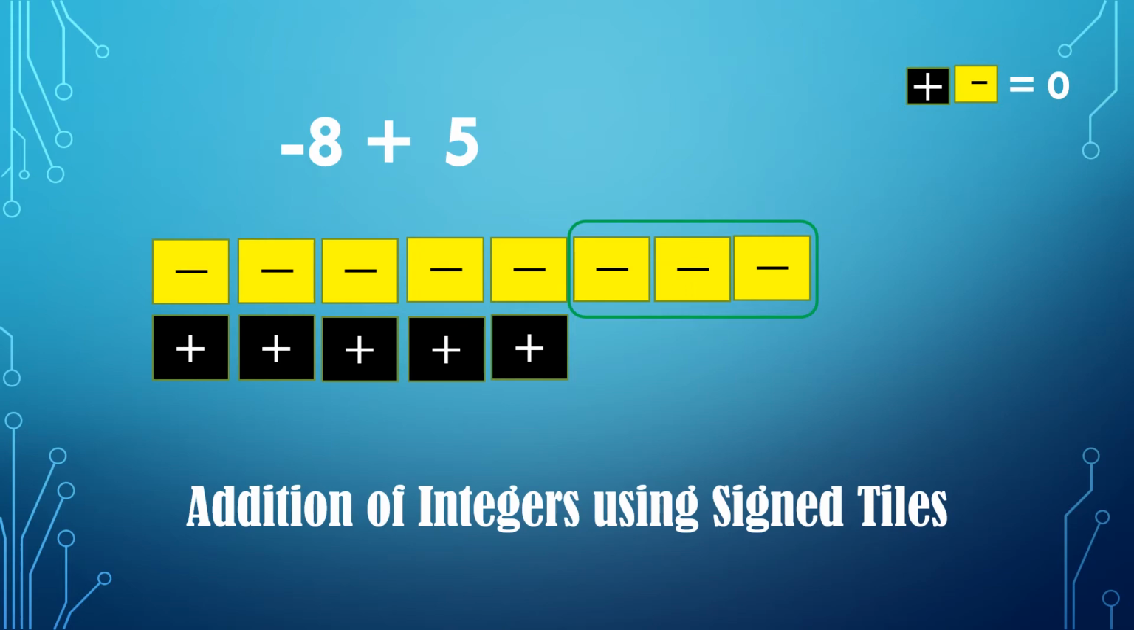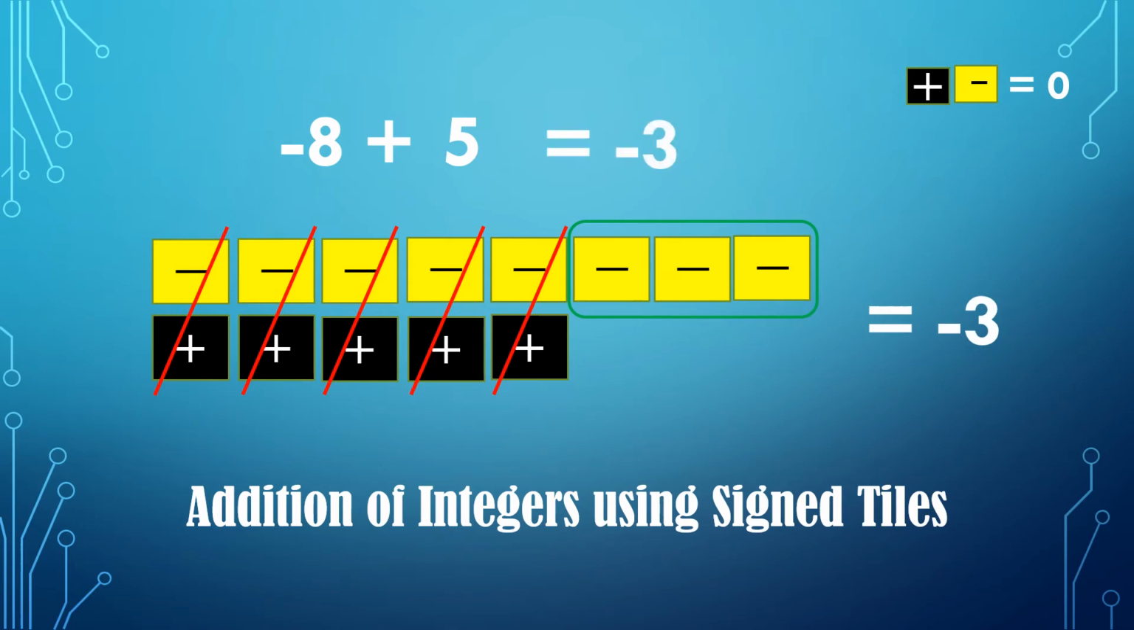Very good. I can see 1, 2, 3, 4, and 5 pairs. So we need to cancel them. Now we have 3 negatives left. So negative 8 plus positive 5 equals negative 3.